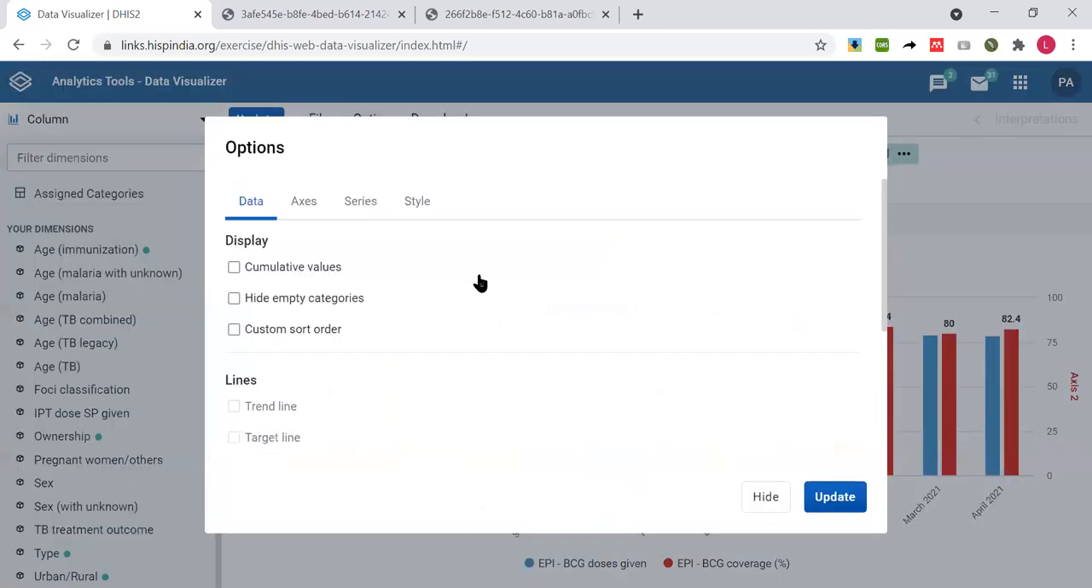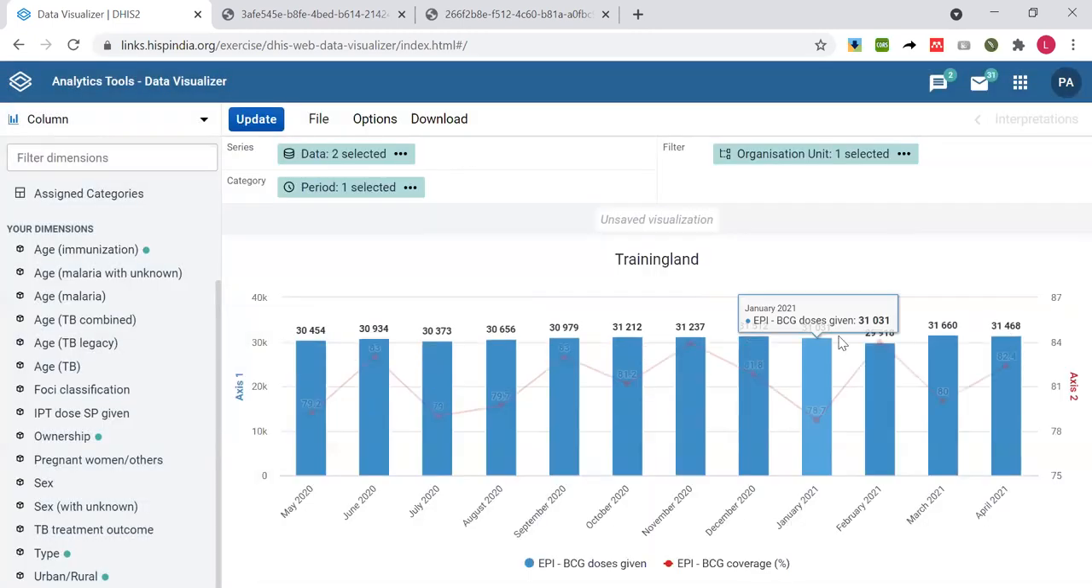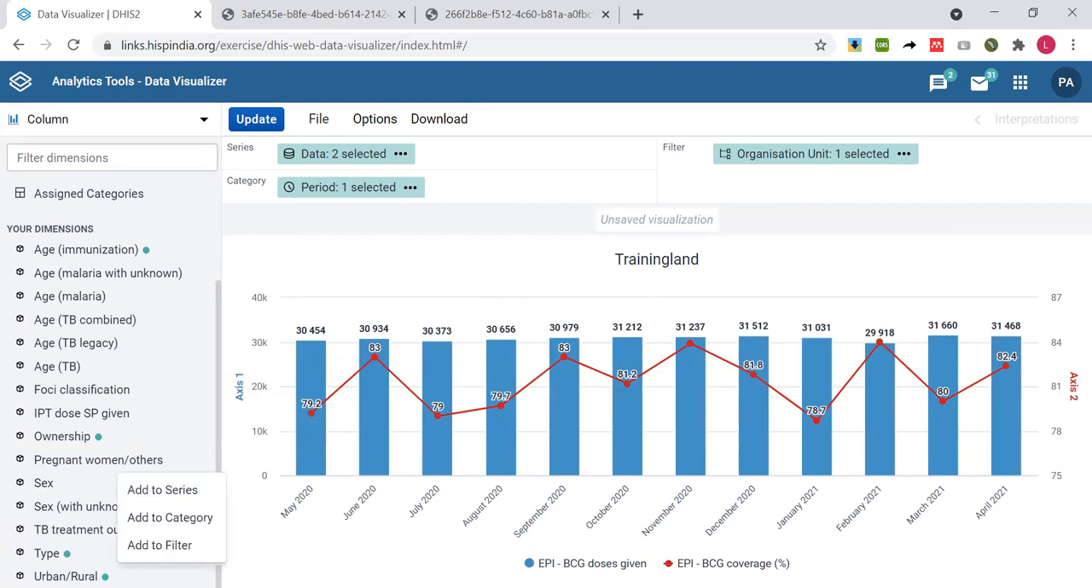So let me again put it in this one, update. And let's make this one even more complicated, right? So now we are dealing with two Y axes, and let's also make it two X axes. We have already dealt with two X axes, so let's try to do that. What we can do is apply this urban rural dimension to which one? Series or category? What do you think? Series or category? Category. Okay. Let's try that, category.